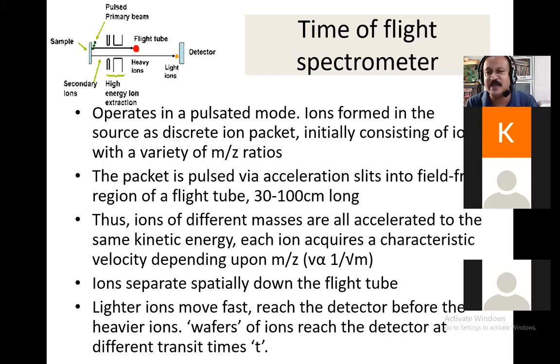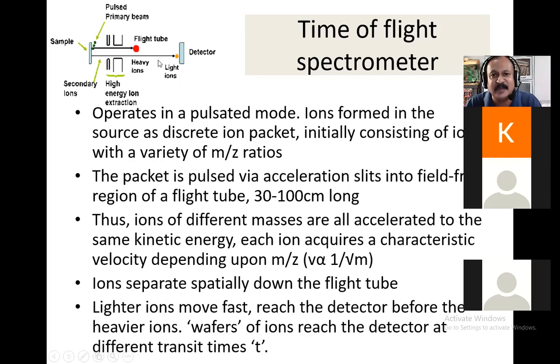So essentially we are separating the ions on the basis of their mass here. Usually this particular analyzer consists of a long tunnel or a long tube, and that tube is called a flight tube. Can you see this word here, flight tube? This is a long tunnel, and through this tunnel the different types of ions are going.